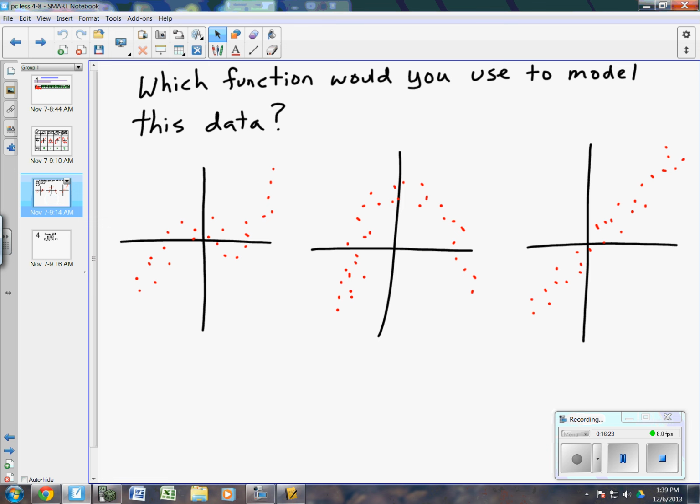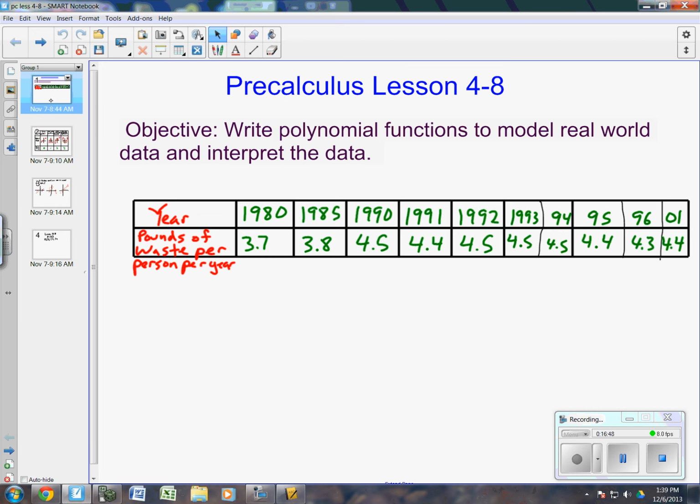Here's like the problems on our bell work right here. What does the first one model? Okay, it kind of looks cubic. It goes up, comes down a little bit, and then goes back up. What does the second one model? Quadratic, because it's a parabola. What does the third one model? Linear, because it's a line. Good. Okay? So, we're going to do this problem, and then I'm going to give you your assignment.